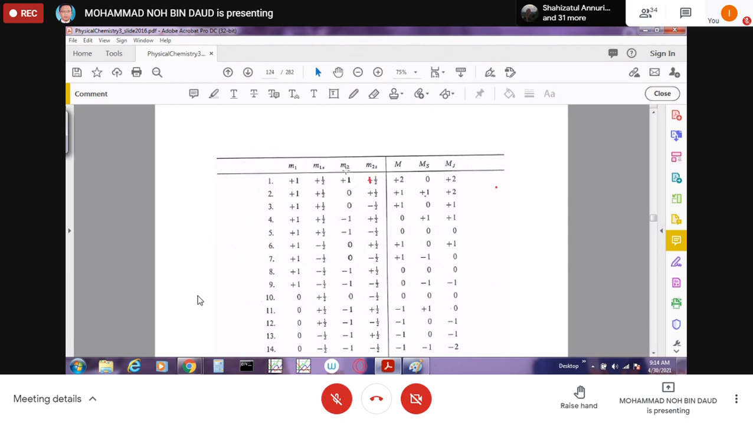Okay, positive 1, because we have this same n. Okay, NP. You must have at least one quantum number different here. At least one. So the one quantum number here is positive half and negative half. It cannot be positive half and positive half.